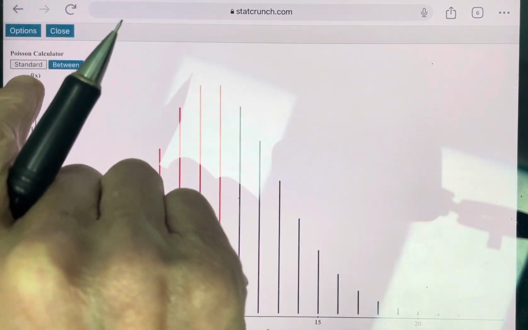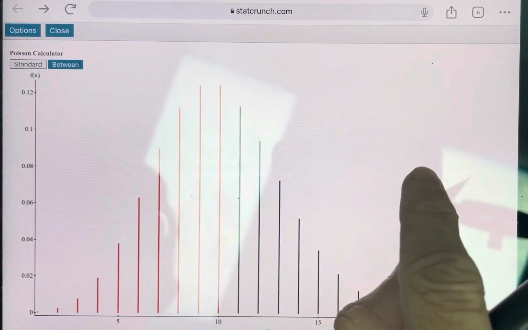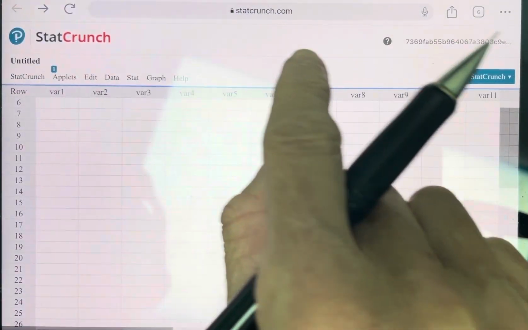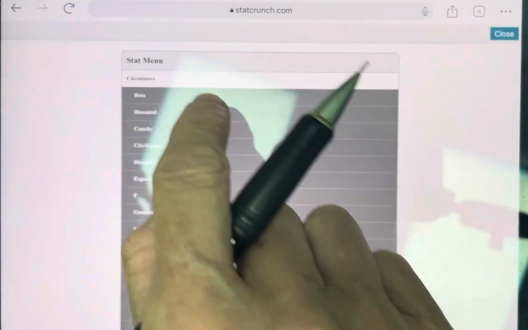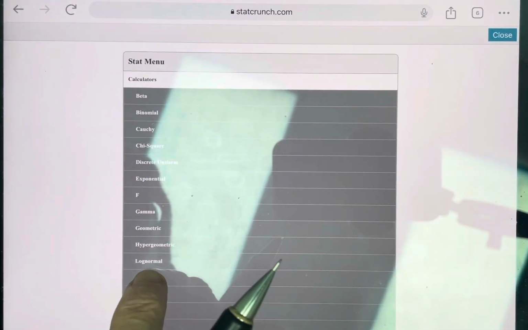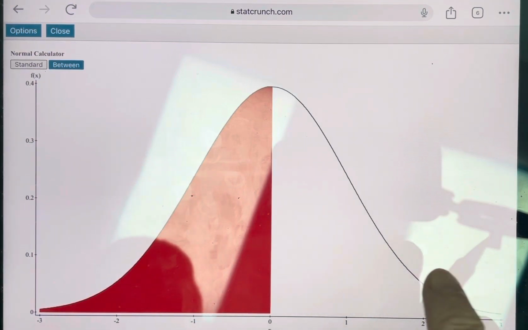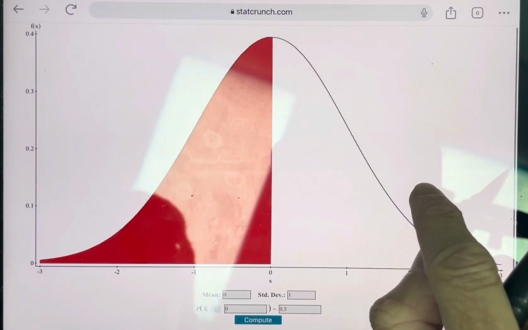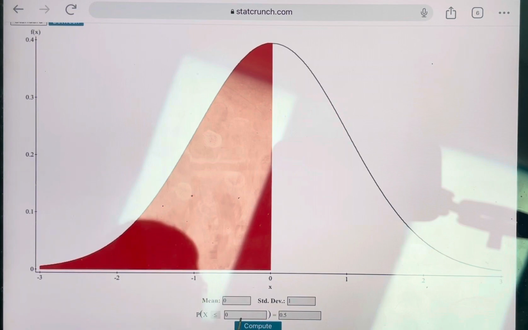Whoops, I think I hit the wrong thing. Did I hit Normal? Let me close that. I'm not sure I hit Normal. Stat, Calculators, Normal. There we go. So there's my normal distribution. In this case, the default is a mean of 0 and a standard deviation of 1.